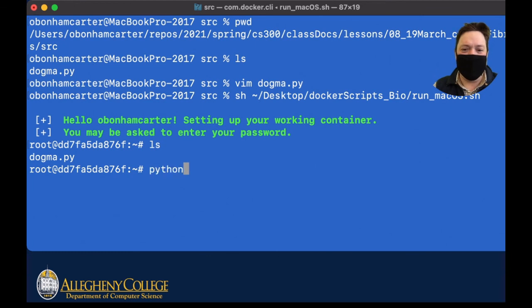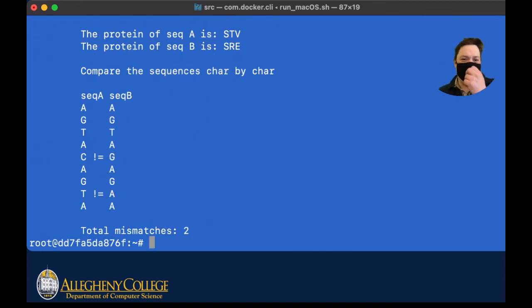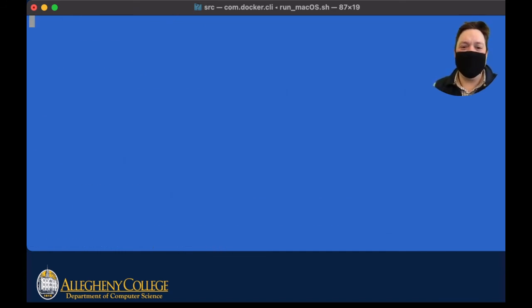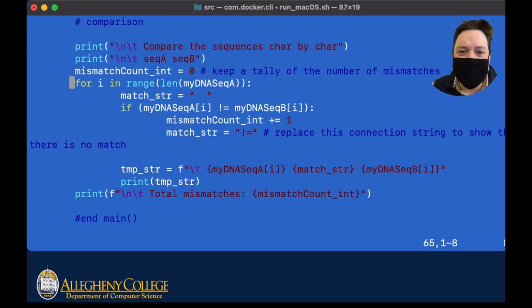Now if I type in python3 dogma, you'll see that it compares the sequences by getting sequence A and B. It goes base by base, and if the bases are not the same, then it says, I found an error. Let me show you what that code looks like. This is a for loop, and it assumes that both sequences have the same length, and that the same base is present at each position.